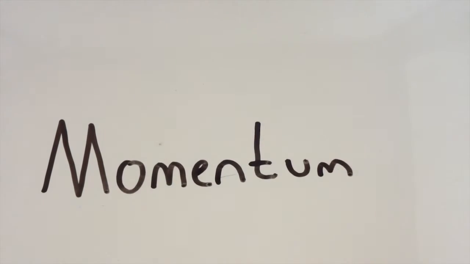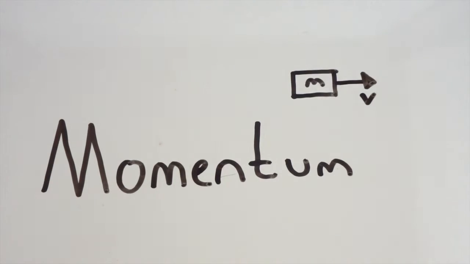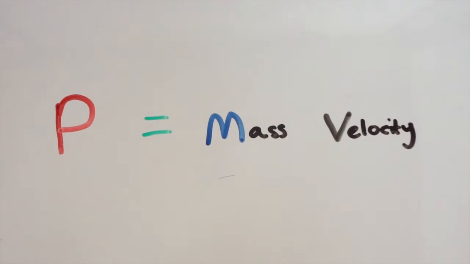Momentum is a topic which you'll most likely be covering in high school physics. In physics, we can calculate momentum provided we have the mass of the object and the velocity of the object. To calculate momentum, we need to use the equation P equals m times v, where m equals the mass of the object and v equals the velocity of the object.